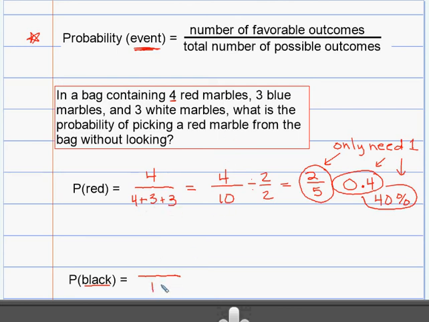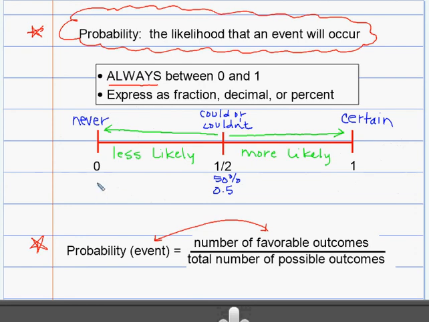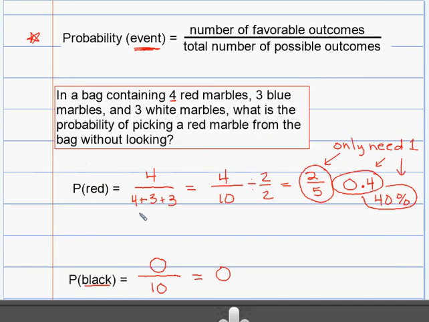So the total number of possible outcomes is 10. Well, how many black marbles are in our bag? Well, there are none. And whenever we have a fraction with 0 as a numerator, we just write 0. So how likely is it that we're going to get a black marble out of this bag? Well, it's never going to happen, right, if we go back to this chart, because there aren't any. So how are we going to get a black marble out of there?